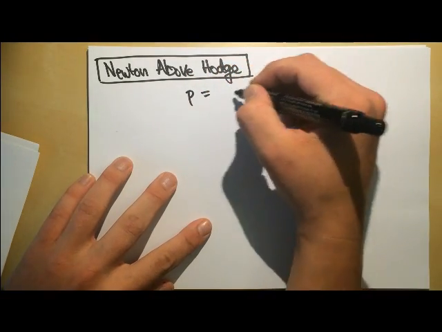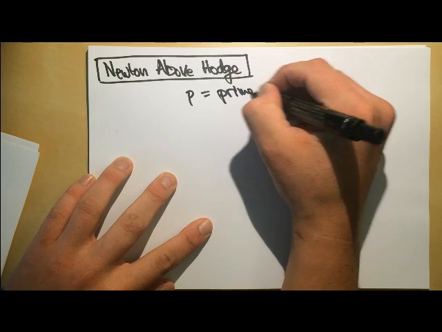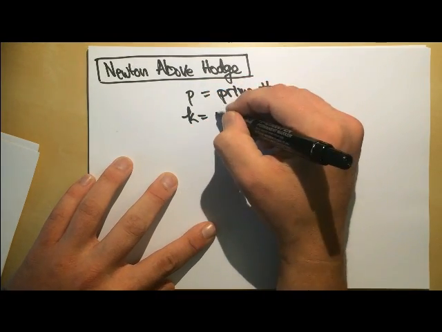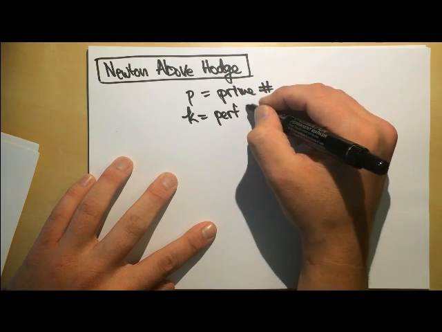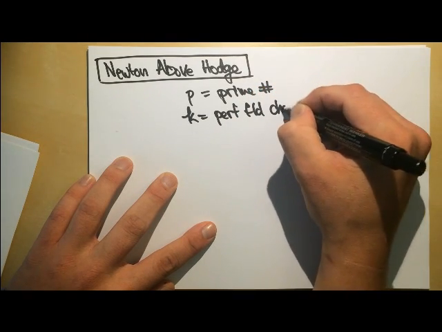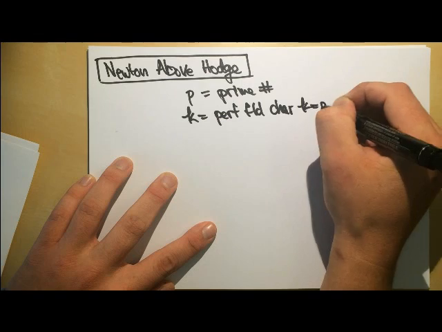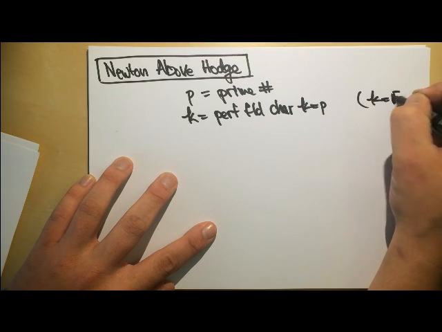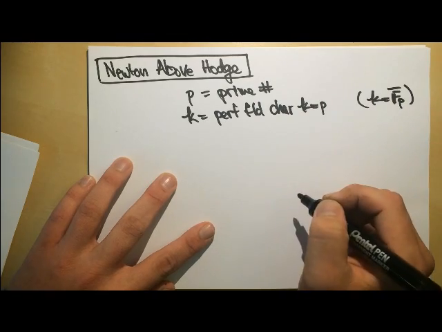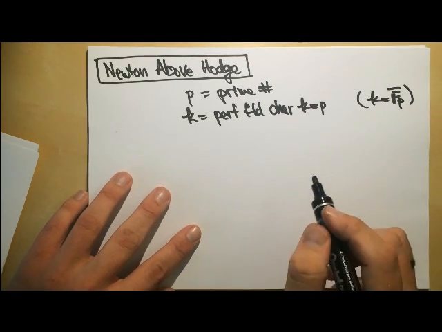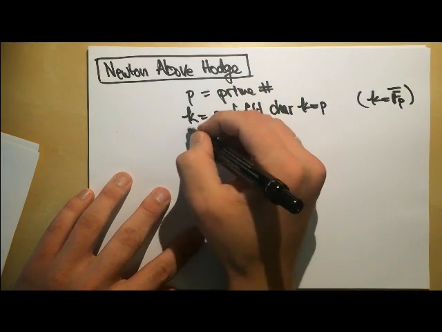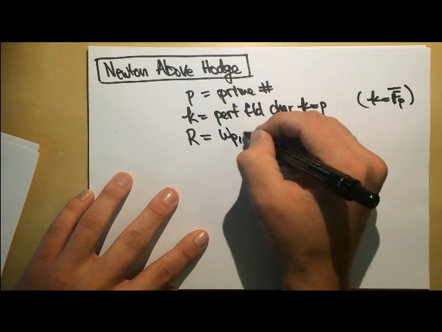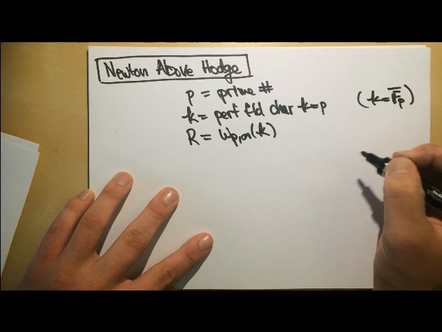So p is going to be a prime number. k is going to be a perfect field of characteristic p. The characteristic of k is going to be equal to p. And we'll think about k being maybe F_p bar, the algebraic closure of the field with p elements. R, in this video, is going to be the p-typical Witt vectors of k.